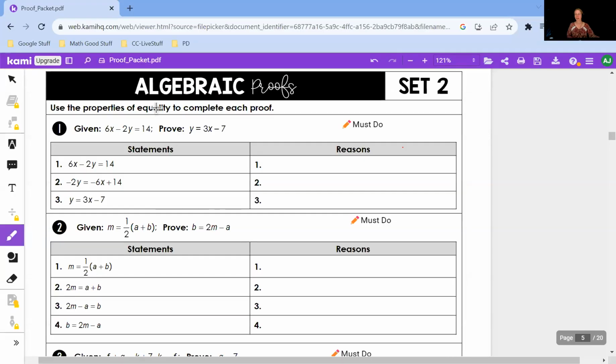All righty, here we are on to our next set. Let me go ahead and share my screen with you so that you can follow along. We are on the algebraic proofs set 2.